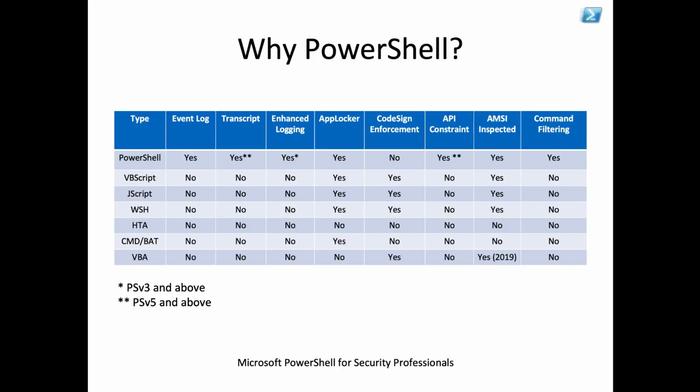Nothing gets saved into the event log. No transcript, no enhanced logging, no AppLocker, no code signing. API constraints, no. AMSI inspection, yes. If you're an Office 365 user and you have the full update of last year, AMSI is actually going to be enabled by default to inspect. Now, if you install Office 2019, you still need to set up a registry key to enable AMSI inspection, but it is there in case you want to do it. Also, we have command filtering. Sadly, we do not have that in the latest version of VBA, not even if you're running, let's say, 2019 in your environment. So do keep that in mind.